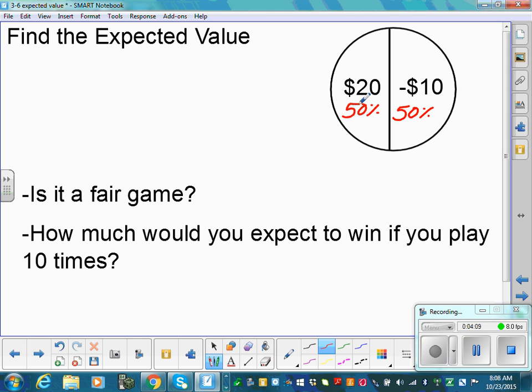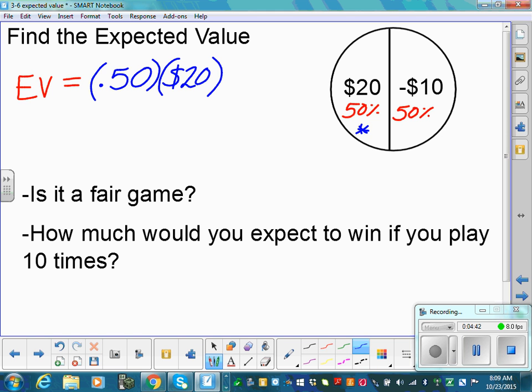So now we know everything we need to know for the expected value formula. Expected value is going to be equal to, you take the probability of event 1, so let's start with $20. The probability of landing on it is a 50% chance, so I'm going to type it in as a decimal, 0.50. Then you multiply it by how much you would win if you did land on that piece of the spinner. If we land on that, we're going to win $20.